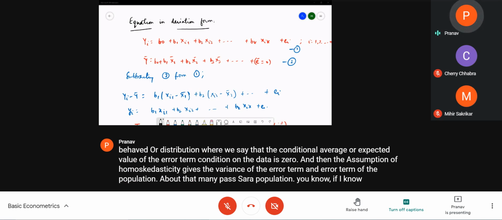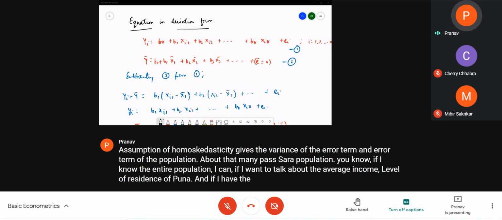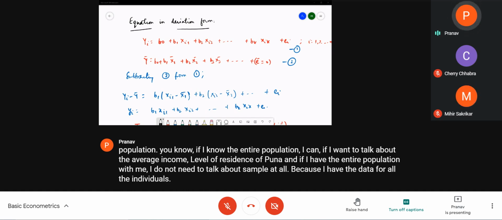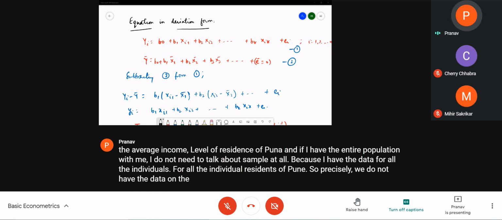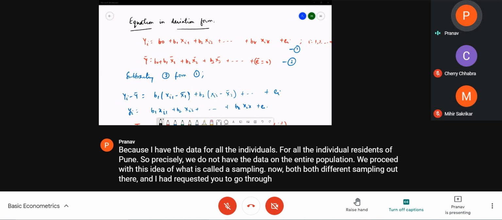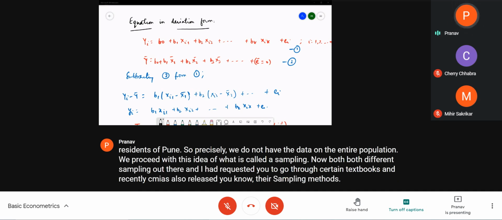If I know the entire population, if I want to talk about the average income level of residents of Pune, and I have the entire population with me, I do not need to talk about a sample at all, because I have the data for all the individual residents of Pune. So precisely, we do not have the data on the entire population. We proceed with this idea of what is called sampling. बहुत different तरीके के sampling होते हैं, and I had requested you to go through certain textbooks, and recently CMI has also released their sampling methods. So हम sampling पे जाते हैं.